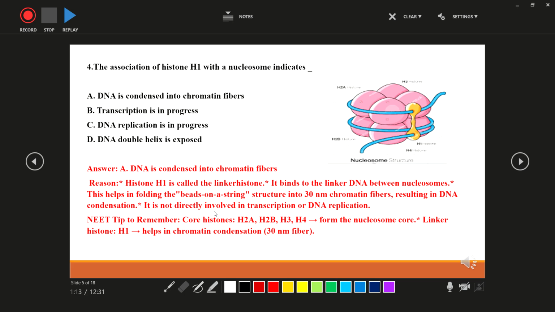There is another core question. Here you can see core histones H2A, H2B, H3, H4. In the picture it is all given. They form the nucleosome core. Linker histone H1 helps in chromatin condensation into the 30 nm fiber.